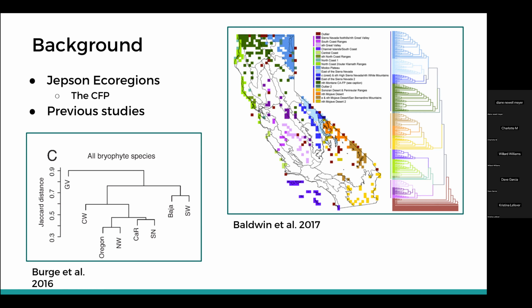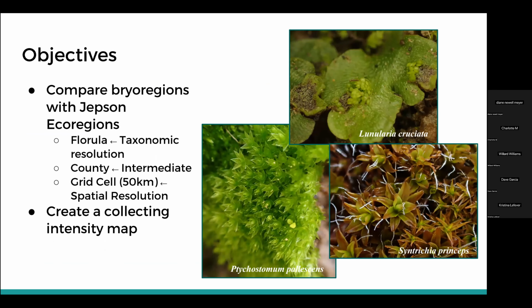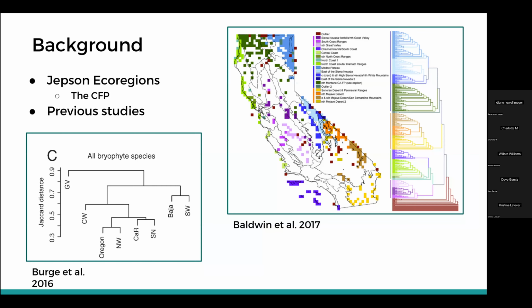So shown here, from these two studies alone, and many others, California has acted as a model for studying plant biogeography. Yet, sadly, bryophytes are rarely, if ever, included in these analyses, despite making up 12% of the diversity in the state. So basically the goal of this study is to make this figure that Baldwin et al. 2017 did, but for bryophytes.